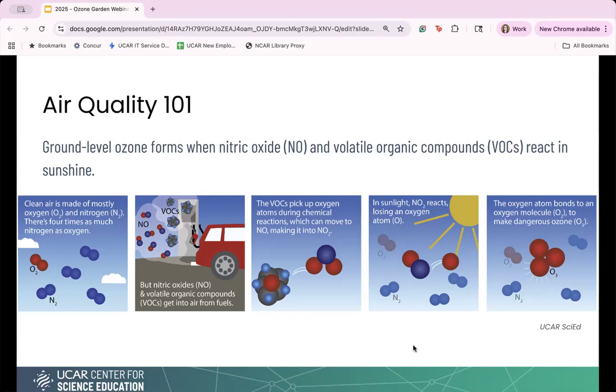Then we have sunlight, it causes an atom to be lost. And then we have a new formation of an ozone molecule. And this is the part we consider the dangerous ozone. Again, ground level ozone is what we're talking about. Ozone higher in the atmosphere, in the stratosphere, we actually really need and want. So again, we're focusing on the ground level ozone in this conversation.